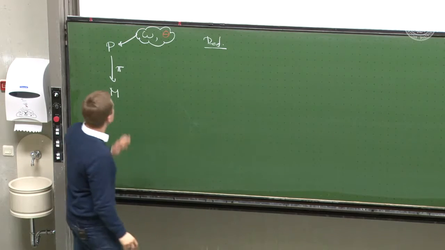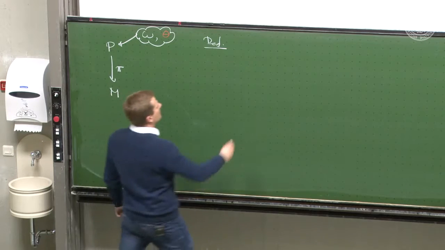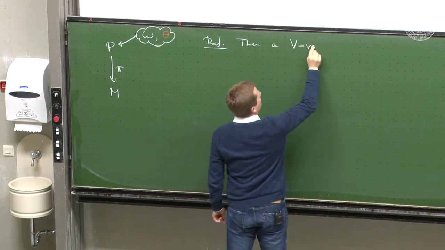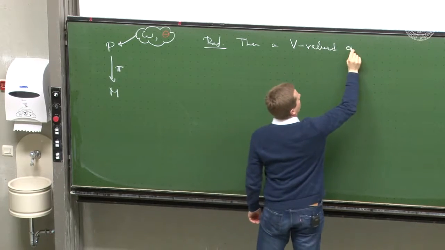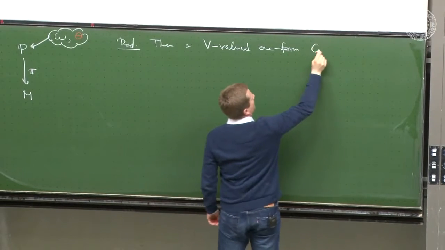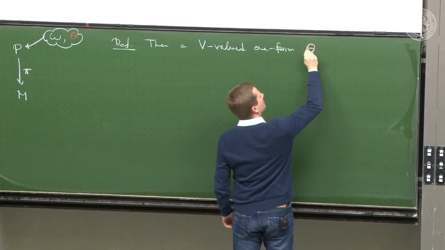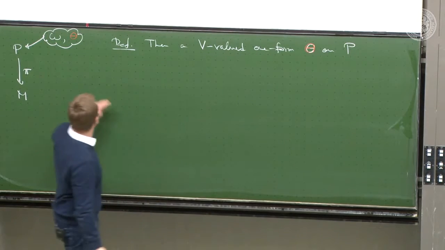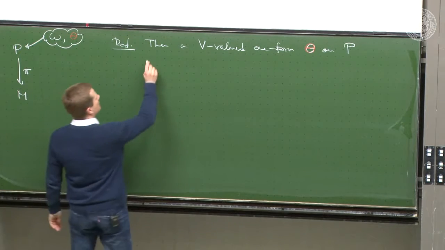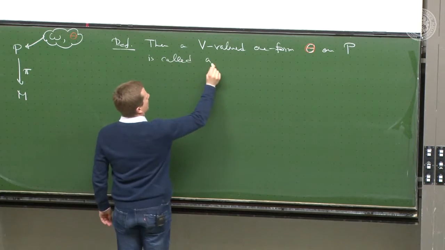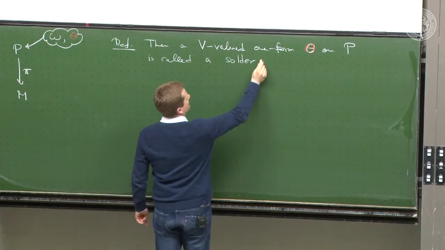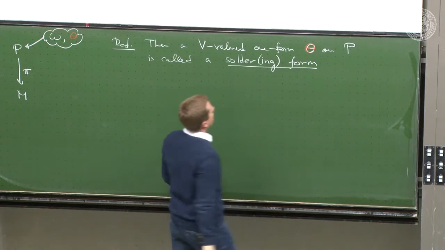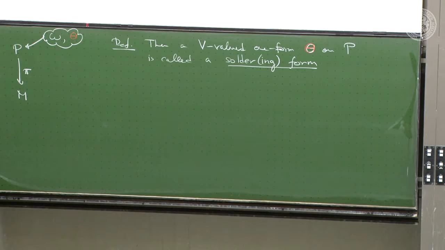If we have this situation of a principal bundle, then a V-valued one form theta, so that's our theta, on the total space of the principal bundle is called a solder form, and sometimes called soldering form, which is grammatically more correct. It's called a solder form if.